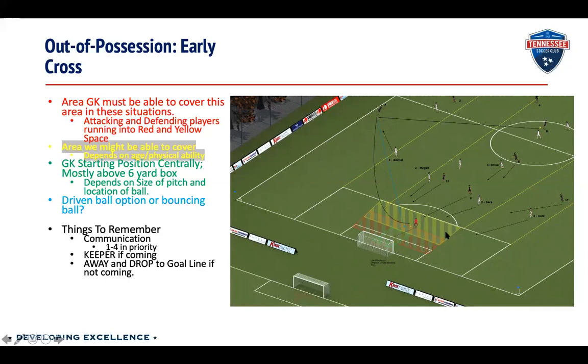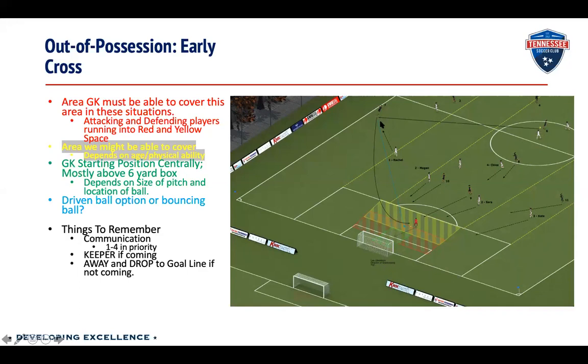We don't expect you to always be able to cover all of this yellow space in this moment because, again, your first priority is the goal. So if we've turned the ball over, it's gone wide, you've got to start to drop and adjust into the ball line here so that you can protect the goal. Okay.